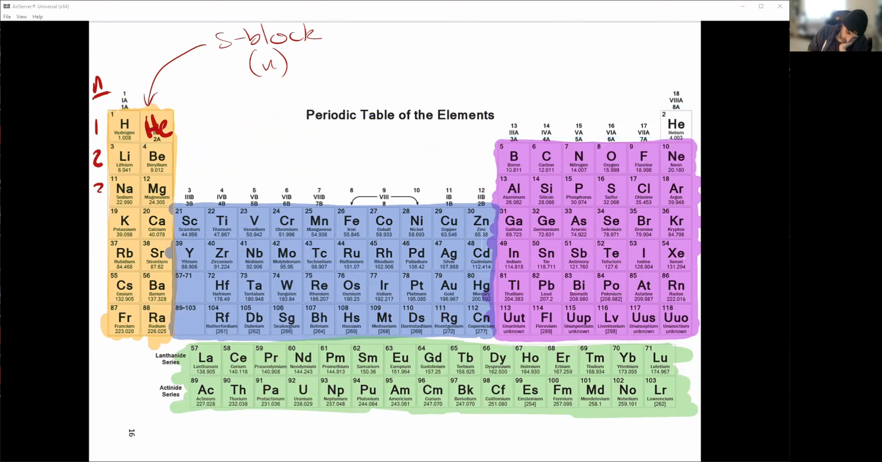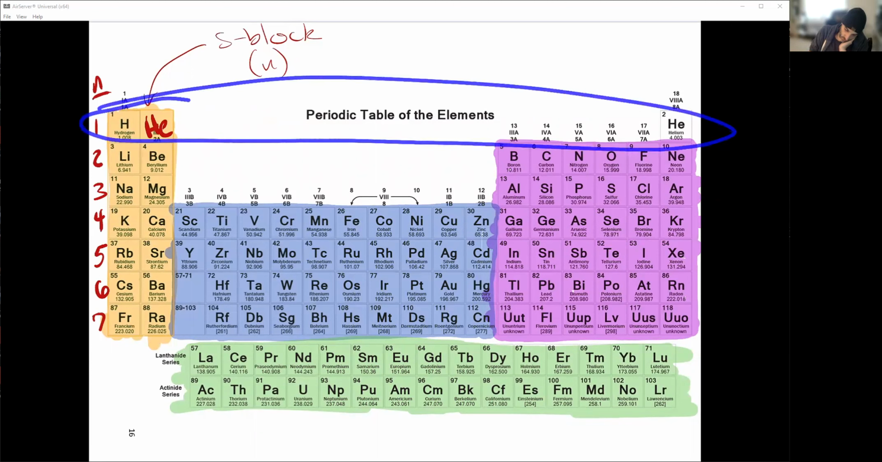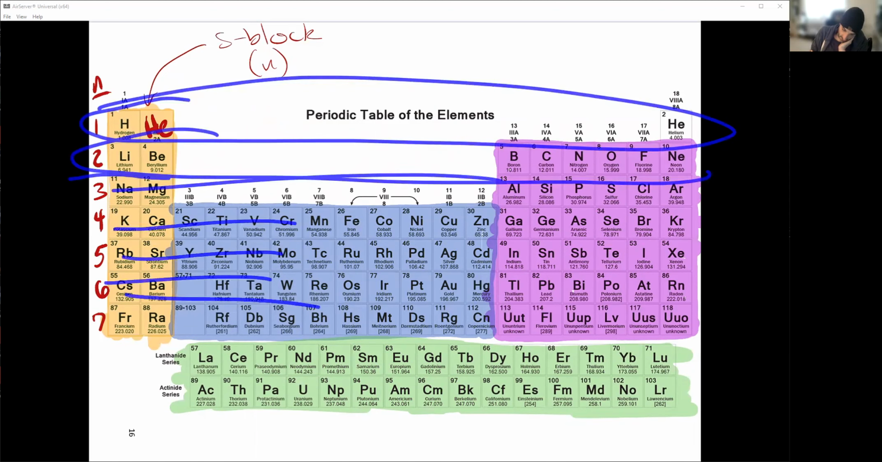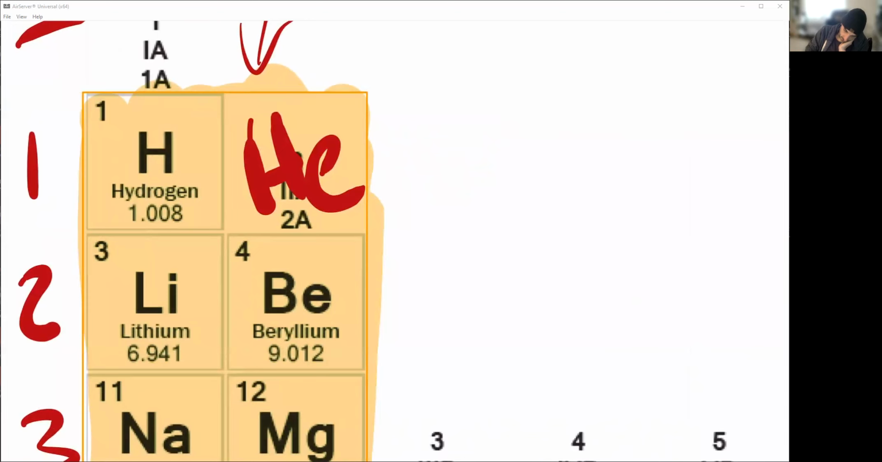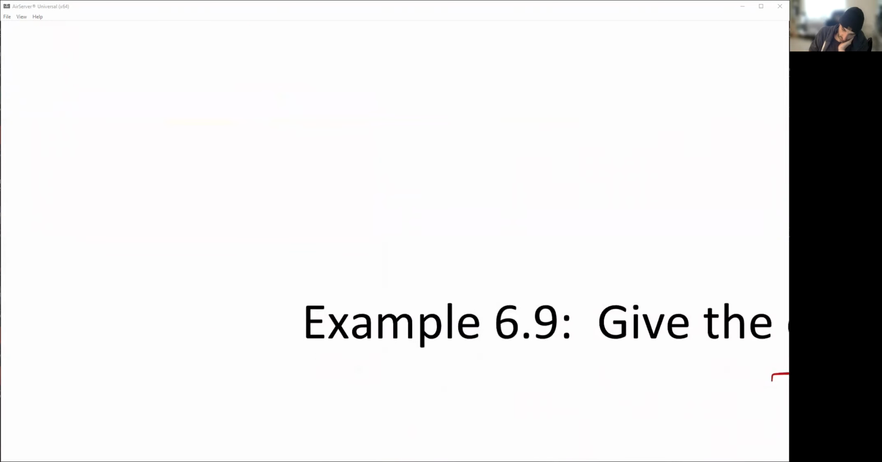This is n equals 2, 3, 4, 5, 6, and 7. So the principal quantum number for everything in this row is 1, and this row is 2, 3, 4, 5, 6, 7. So that's where we're going to start. So S block, meaning if this is the S block, this right here is the 1, and I'm going to draw all over this. We're going to get ourselves plenty of periodic tables to get this stuff done. This is the 1s, okay?